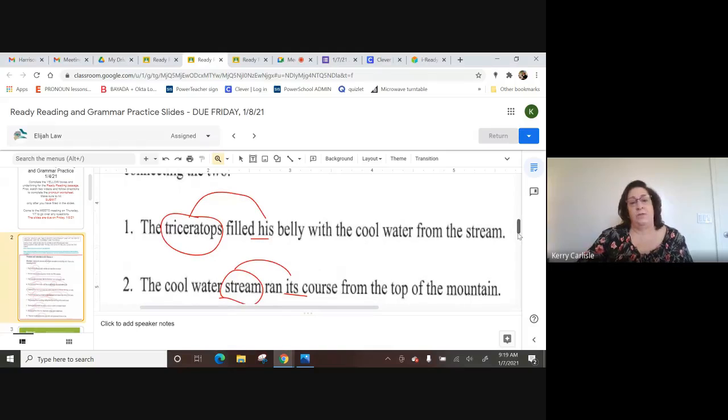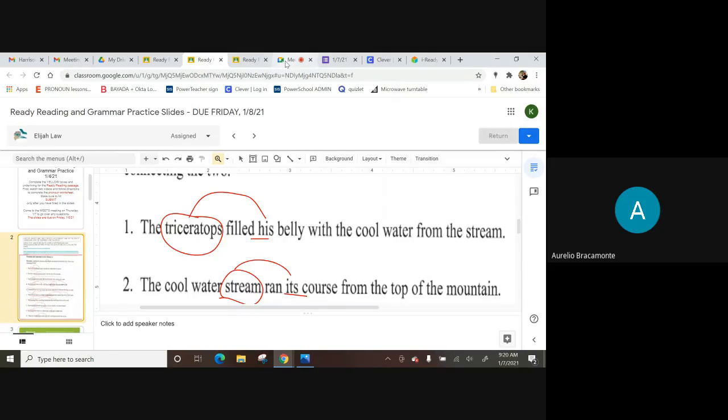So I just wanted to show you that, like the ones that only have one antecedent, that is the noun, right? And it says the Triceratops filled his belly with cool water. Obviously, his relates back to Triceratops.